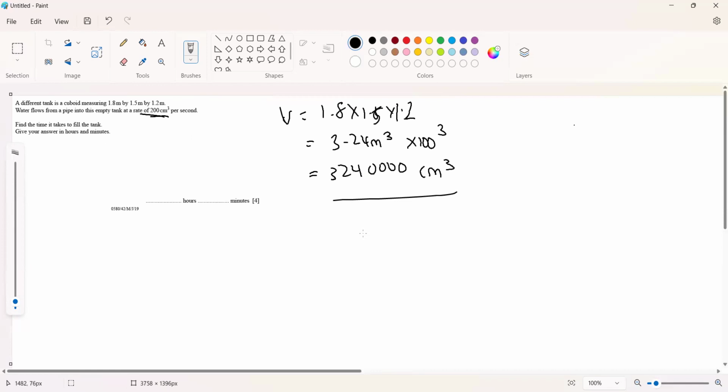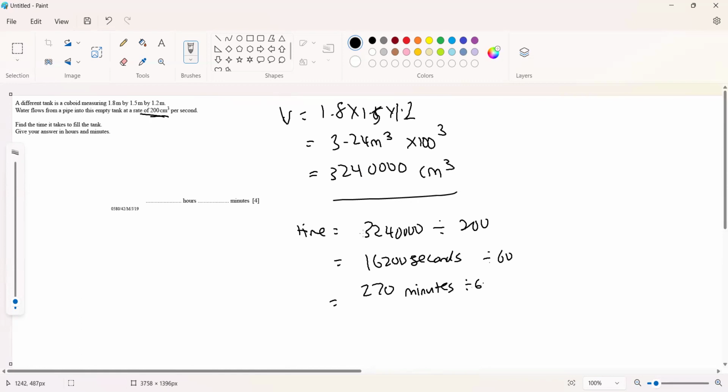So the water is flowing at the rate of 200 cm cubed per second, right? So find the time it takes to fill the tank. It just simply takes time as 324,000 divided by 200, that will give us 16,200 seconds. So they want the answer in hours and minutes. So we divide by 60 first. When we divide by 60, we will get 270 minutes. And then we divide by another 60 to get hours. So that would be 9 over 2 hours, in other words, 4 hours and 30 minutes. Right, so that is our answer.